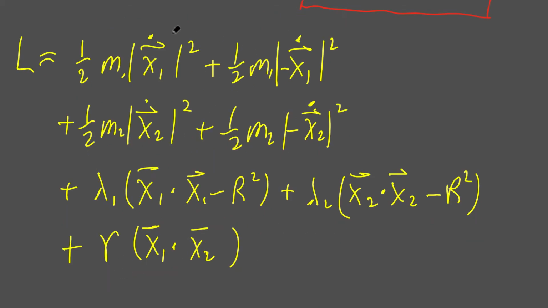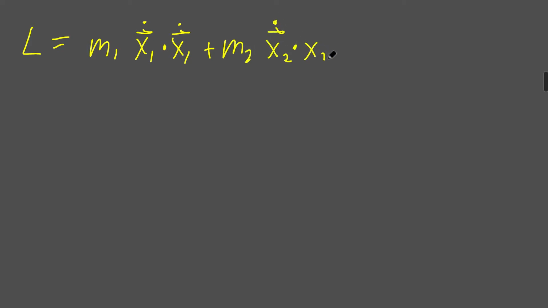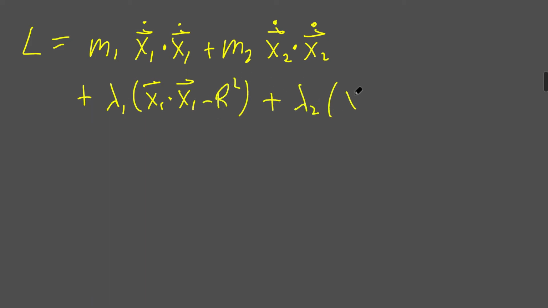Of course, we can simplify this by combining these two terms since the minus sign goes away when we square this. Similarly, we can combine these two terms. So the Lagrangian becomes m1 times x1 vector dot x1 vector dot plus m2 x2 vector dot x2 vector dot plus lambda 1 times x1 vector dot x1 vector minus r squared plus lambda 2 times x2 vector dot x2 vector minus r squared plus gamma times x1 vector dot x2 vector.